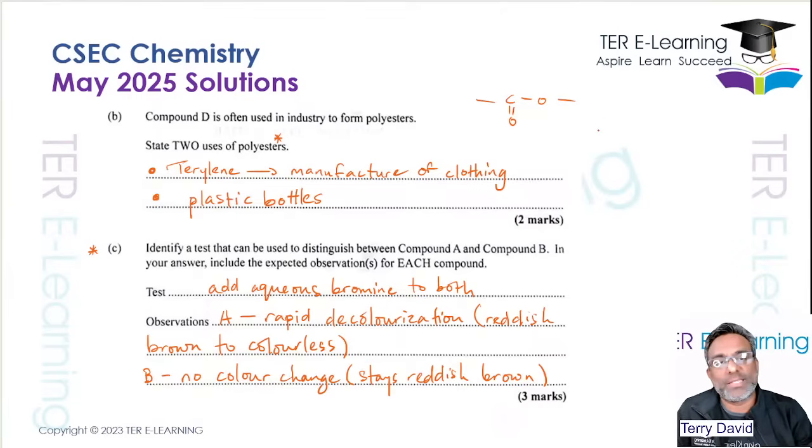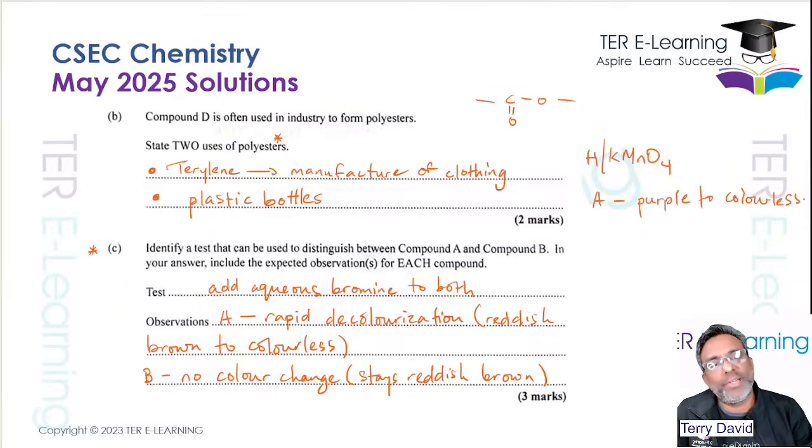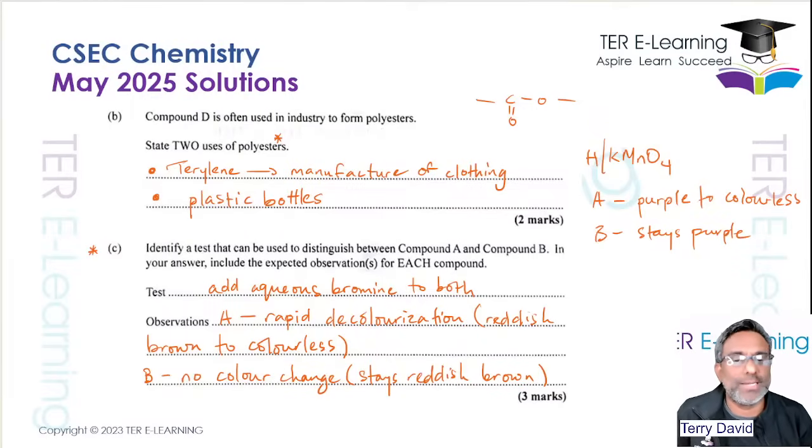Now, you have an alternative answer. You could have used acidified KMnO4. In which case, if we had A, you're going to get purple to colorless. So this is an alternative answer. I hope you all didn't do any kind of flame test. That's not what we're going to use for this. And B, it stays purple. So those are two possible answers. Either we use acidified potassium manganate 7 or we use aqueous bromine. That's it.